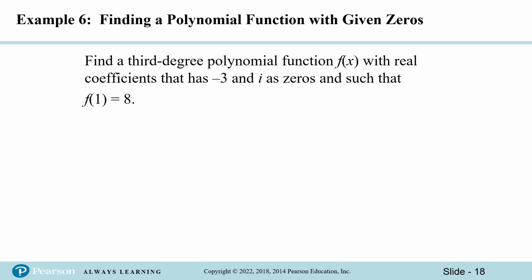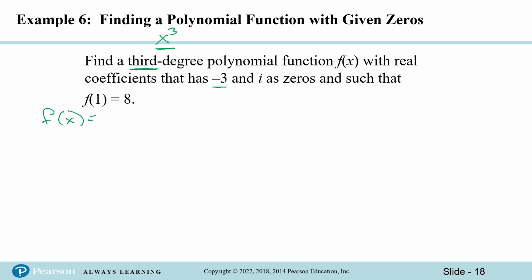Find a 3rd-degree polynomial function with real coefficients that has -3 and i as zeros. And it's telling us that f of 1 equals 8. Okay. So what do we know? We know it's 3rd degree. So we're going to end up with an x cubed as our highest power of x. Okay. So f of x, and that also tells us we're going to have 3 linear factors.